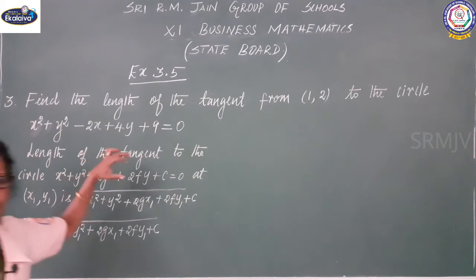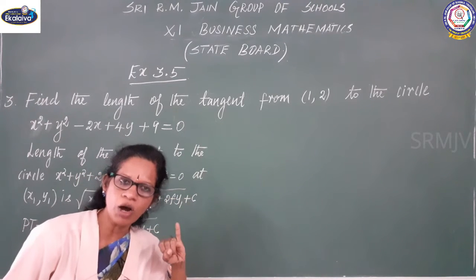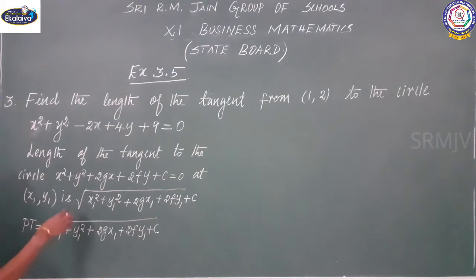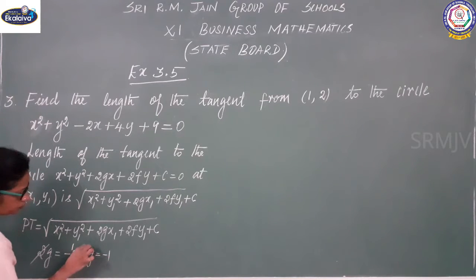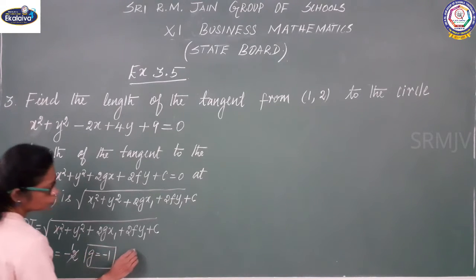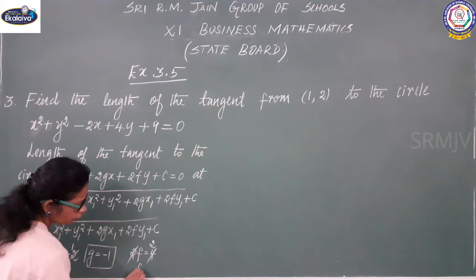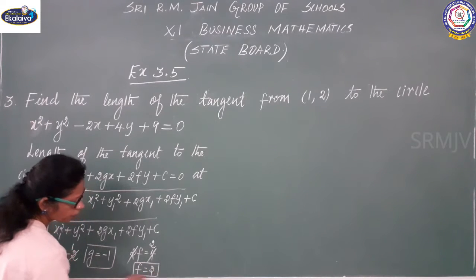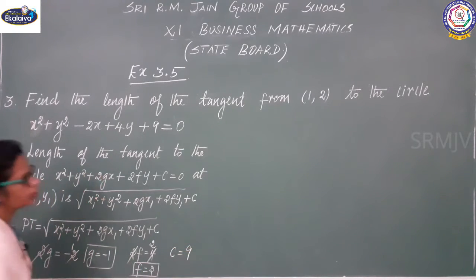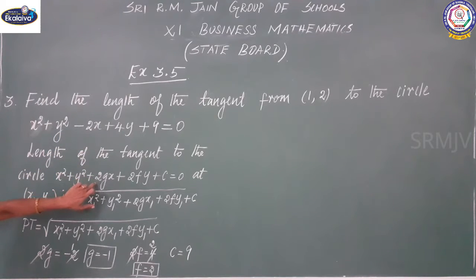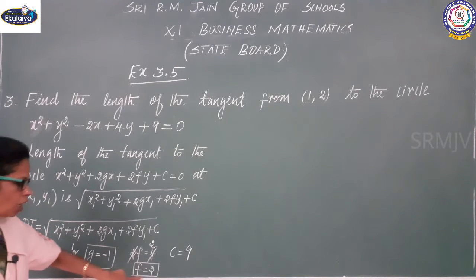If you are relating given to the general, you can get the value of g, f and c. What is your g? You have to see 2g equal to minus 2, g is equal to minus 1. Now 2f equal to 4, f equal to 2, c is equal to 9. The given equation you are going to compare with the general. If you compare with the general, you can get the value of g, f and c.